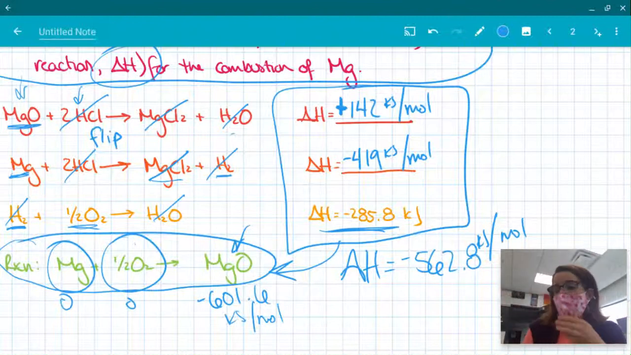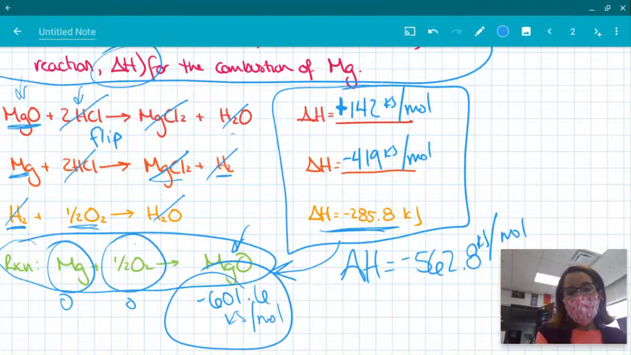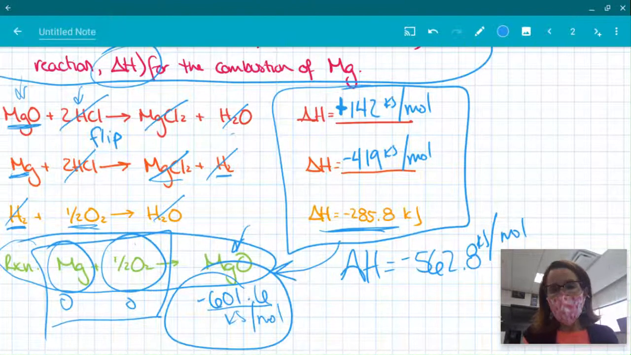Okay, and remember that when we're calculating this, the real way to calculate that is to do products minus reactants. So our product was minus 601.6 minus, and the reactants is 0. So that's why our delta H is negative 601.6. That's what we're supposed to get. So now you just need to calculate your percent error. So how far off were you from the correct answer?